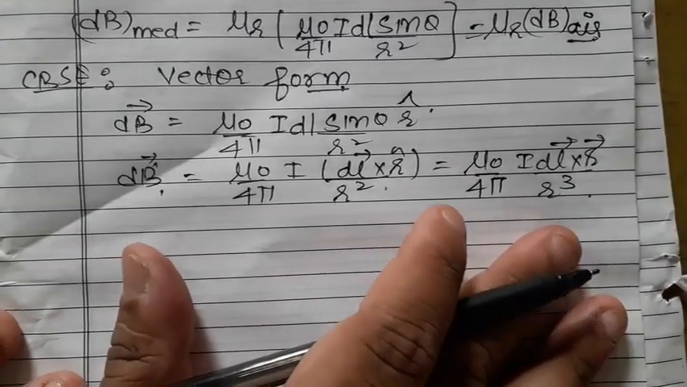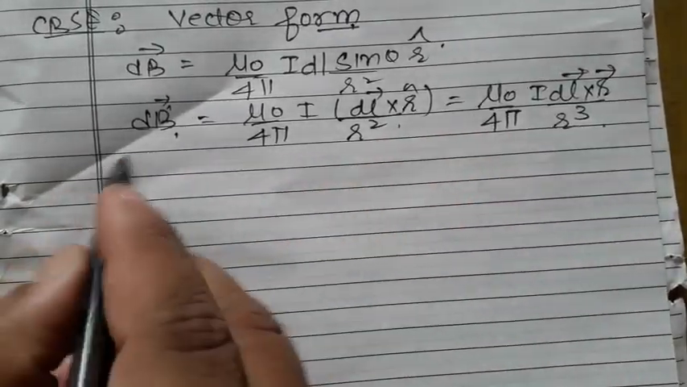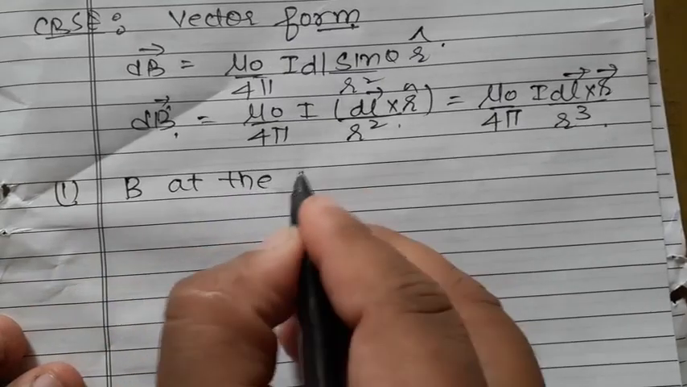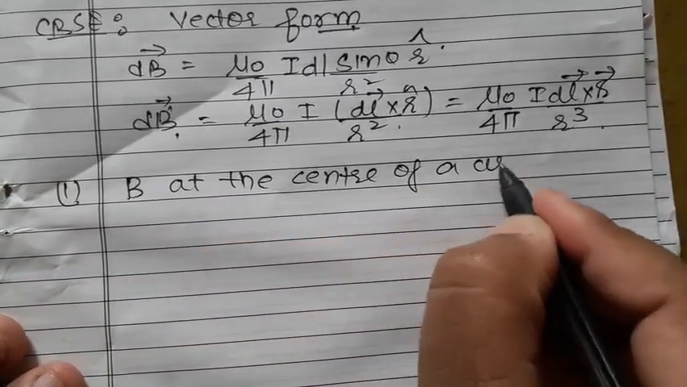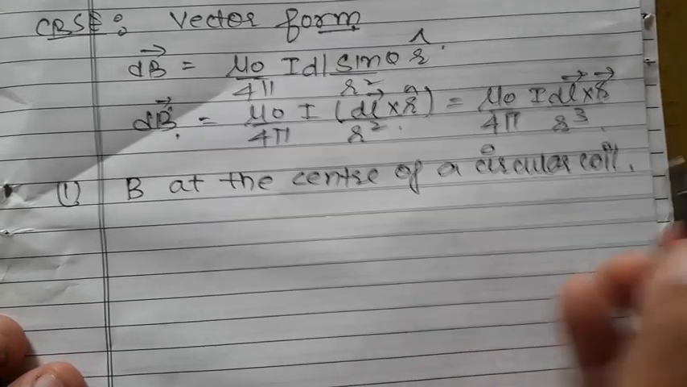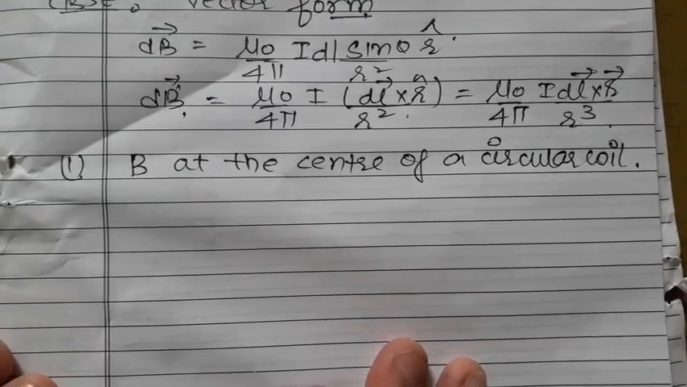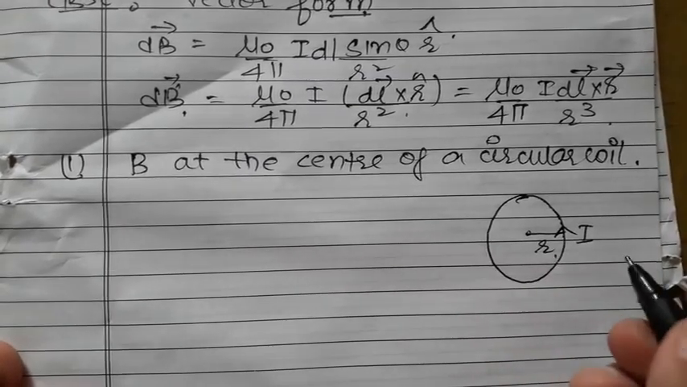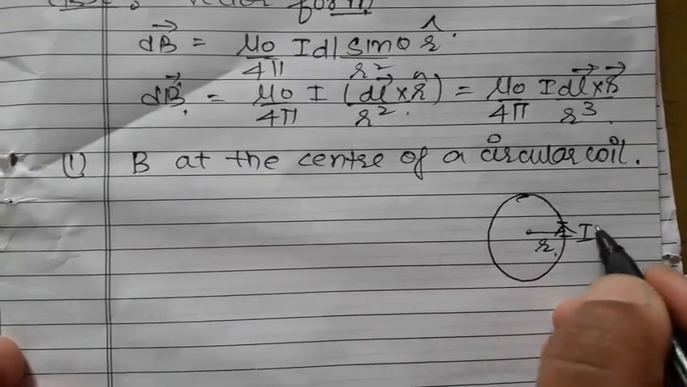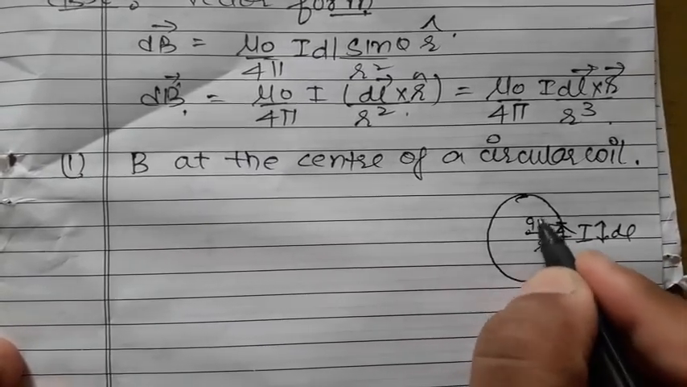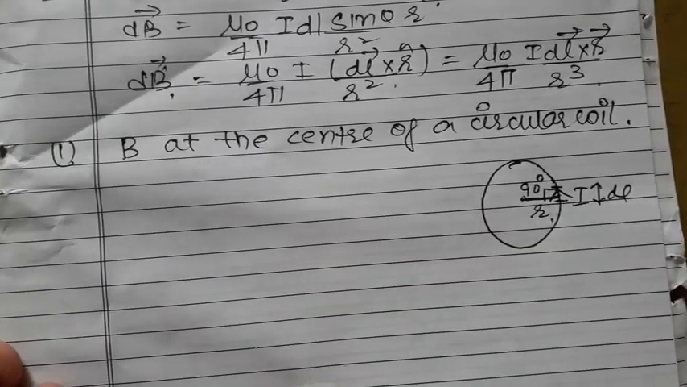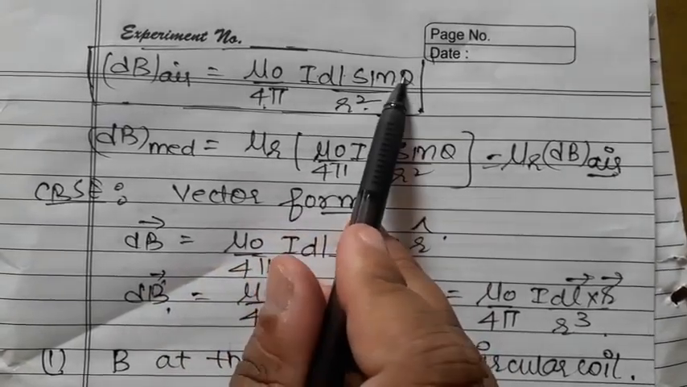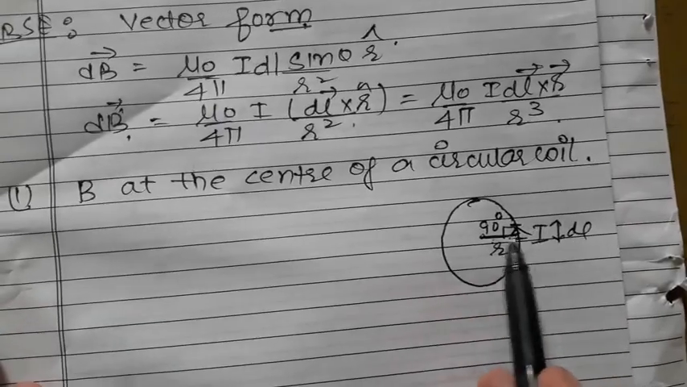Now I will discuss the different applications of Biot-Savart law in different conditions. My first application is, I want to find the magnetic field at the center of a circular coil. So you will say, sir, consider a circular coil carrying the current I of radius R. Consider its small element of length dl so that it makes an angle of 90 degrees with this observation line. Why? Because to apply this, I need the formula mu naught I dl sin theta by r square. What is theta? Theta is the angle made by the element with this observation line.